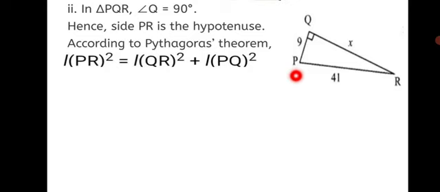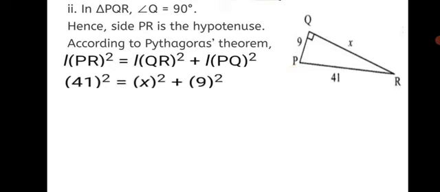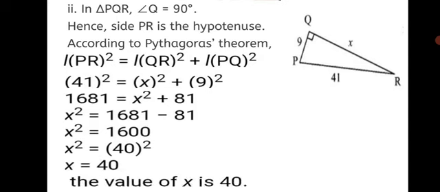Now we will substitute these values. We know PR here. So we will write 41 square. Instead of PR, we have substituted its value. 41 square is equal to, how much is QR? X. So x square plus, how much is PQ? 9. So 9 square. Once you get this 41 square is equal to x square plus 9 square, we want to find the x. So we will solve further. 41 square, 41 into 41, you get 1681 is equal to x square plus 9 square is 81.